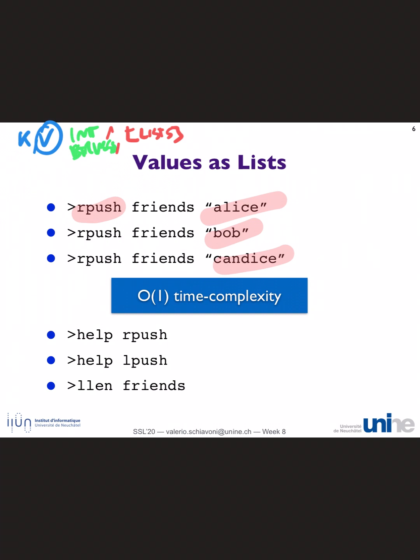There are a couple of complementary operations that you can do on those lists or those complex values. For instance, you can check how many elements are currently stored, the length of the list. You can also add elements not at the end of the list but at the beginning: lpush. So this is right push and this is left push. And you can also check all the other details in terms of complexity of the operations and possible other corner cases by issuing the command help rpush.